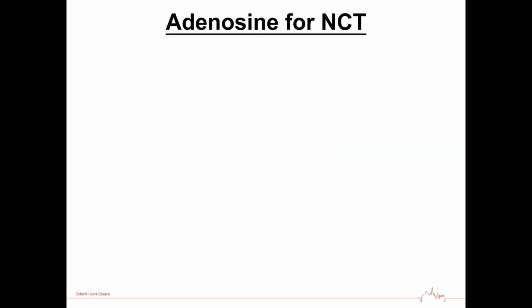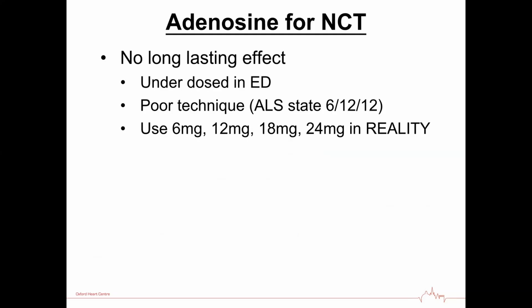I'm going to briefly talk about the other part of the rhythm, the tachycardia algorithm, which is narrow complex tachycardias, which are regular, which you give adenosine. We did touch on this last time, but in case you missed it: it's a very safe drug with no long-lasting effect, a half-life of 12 seconds. It's often underdosed, which is why rhythms are not terminated. The ALS algorithm says 6, 12, 12, which is fair enough.